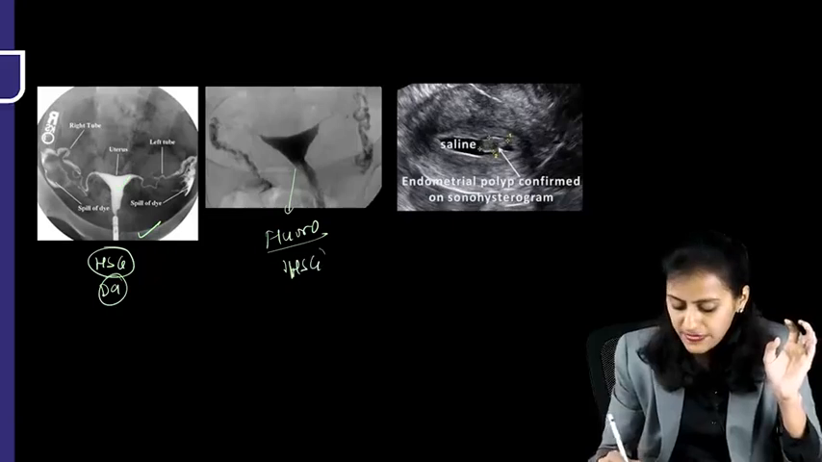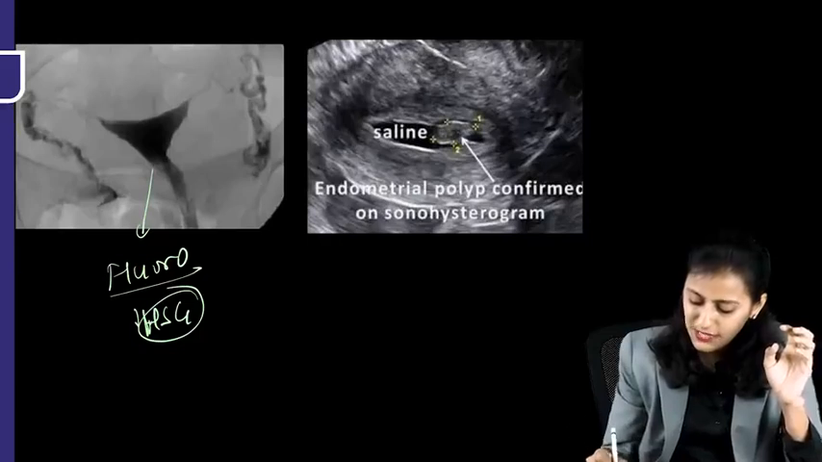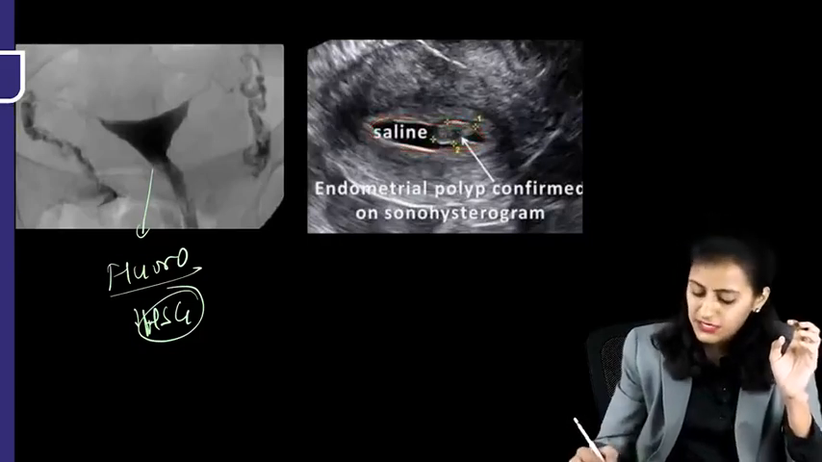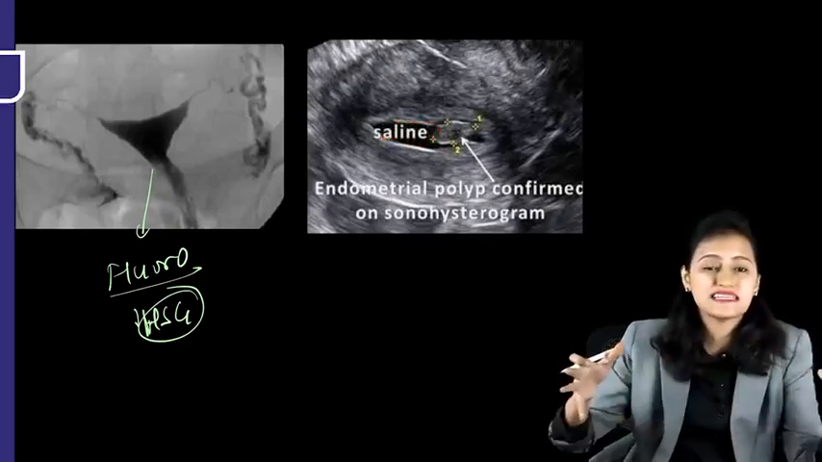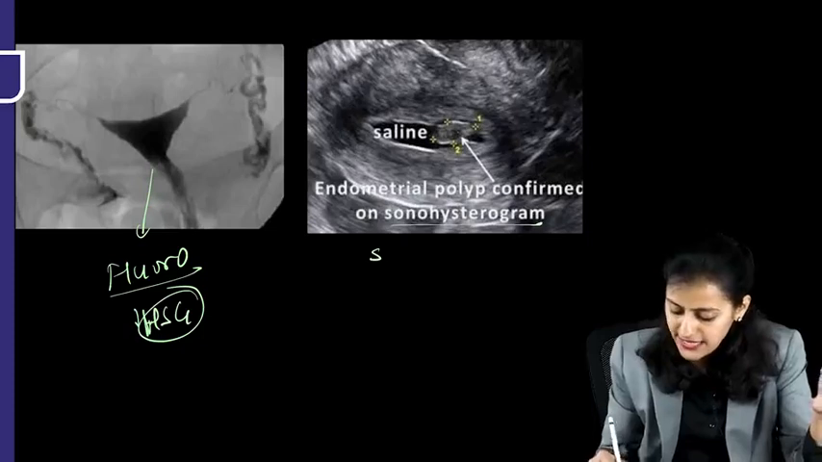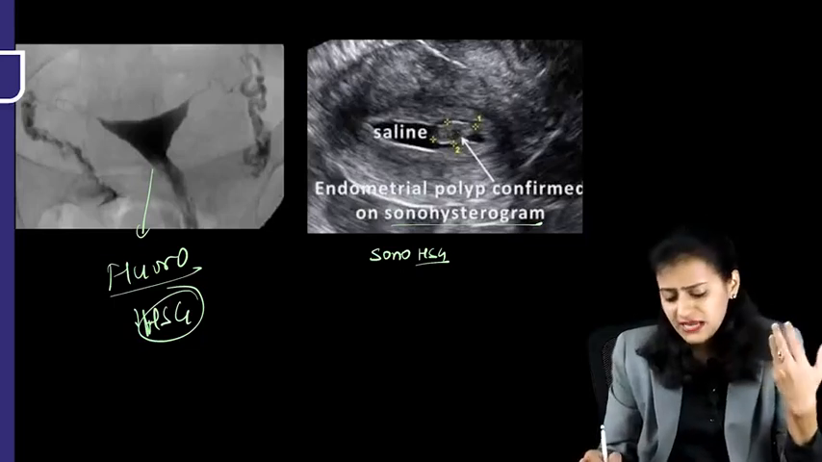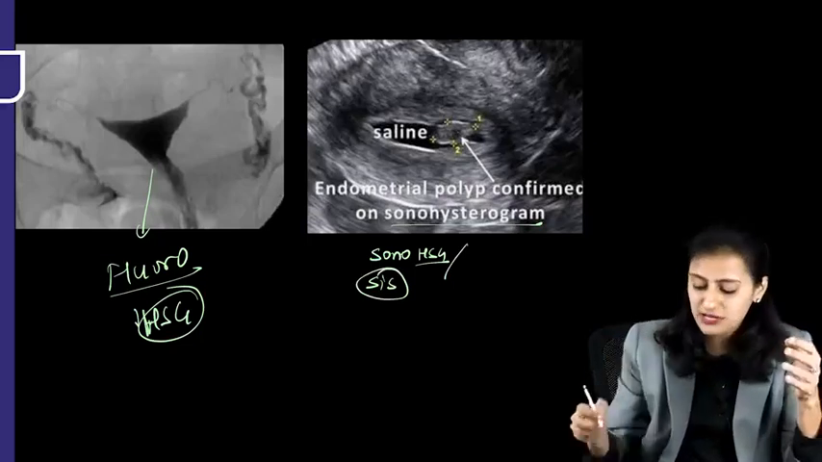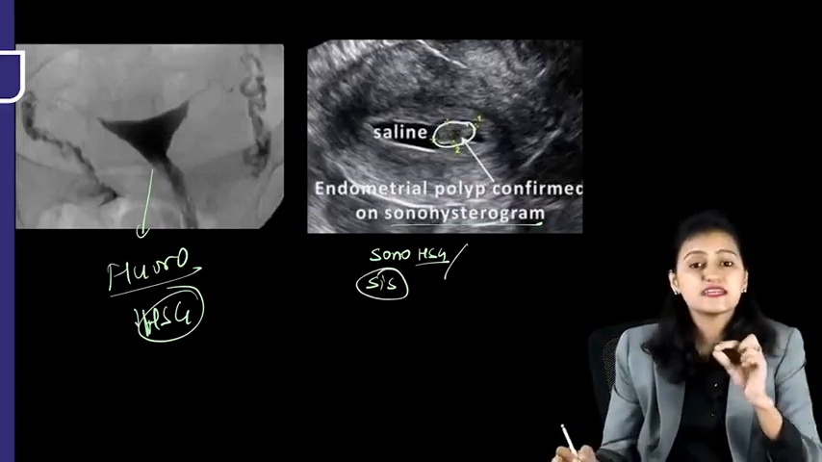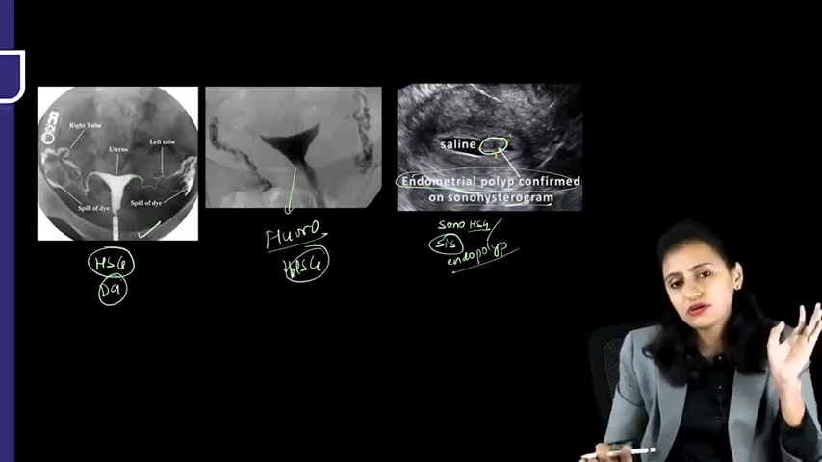This is also HSG. Next one, this is the ultrasound, this is the endometrial cavity. You are seeing that there is black fluid there. So the endometrial cavity has been distended with the saline. This is called sonohysterogram, or Sono HSG, or saline infusion sonography, where we put the saline and distend the endometrial cavity. It is the best investigation to help us confirm the endometrial polyp.